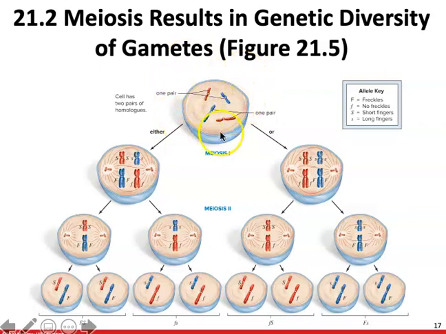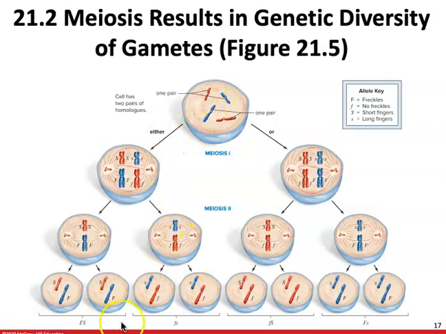Now the interesting thing is, when this individual first divides, they can separate their alleles in any number of ways. We could separate with short fingers and freckles, and long fingers and no freckles, or we could separate short fingers and no freckles, or long fingers and freckles. We can assort themselves any sort of way.